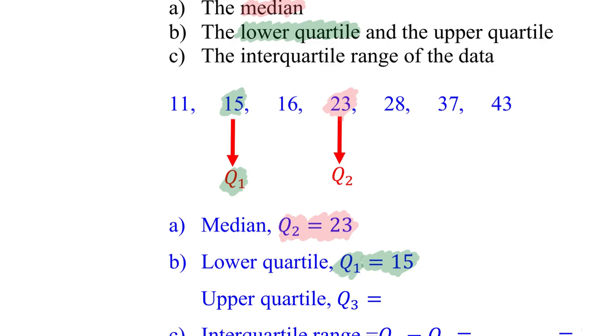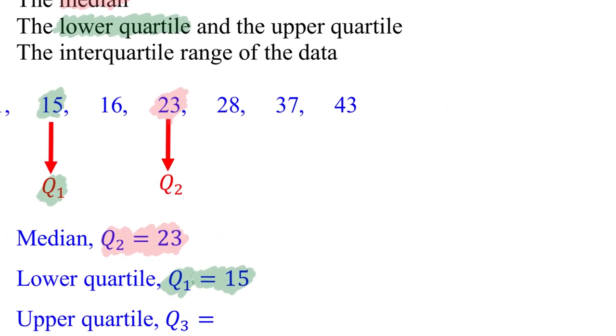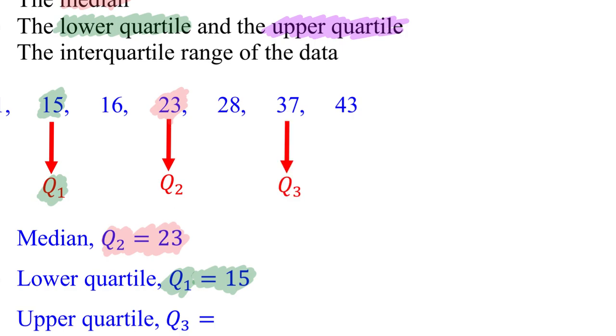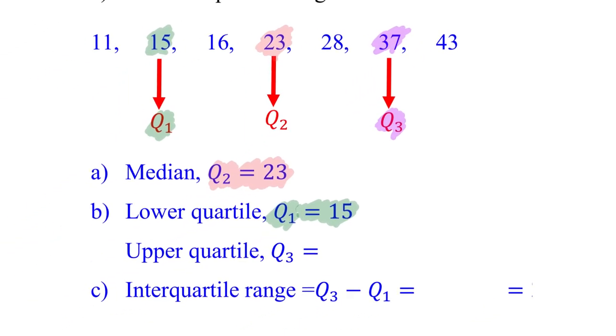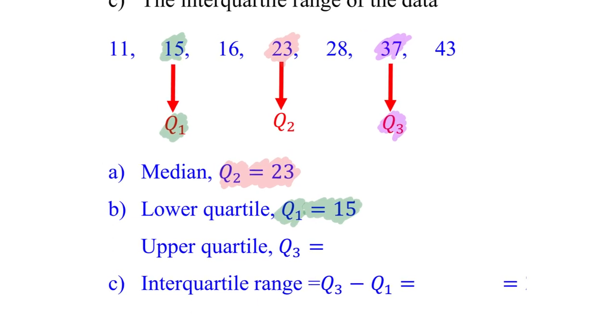And let's zoom in on 28, 37, 43. Out of these 3 data, where is the middle number? Yep. So my upper quartile, Q3, would then be 37. Yes, because this is in the middle. Alright. And so my Q3 would be 37.